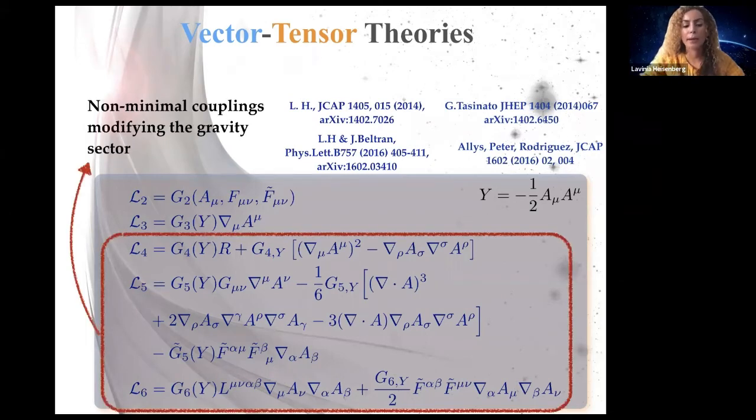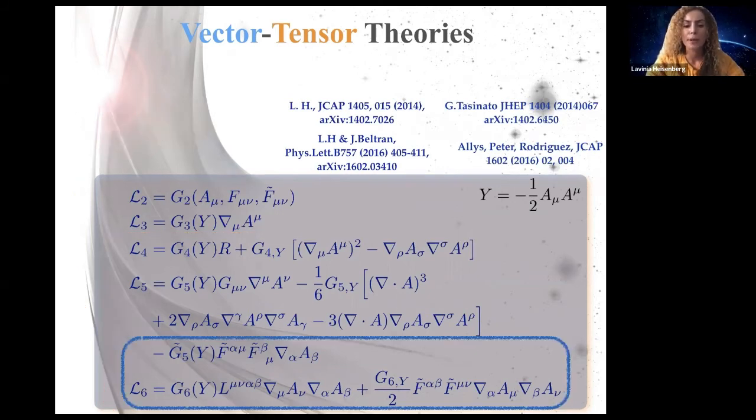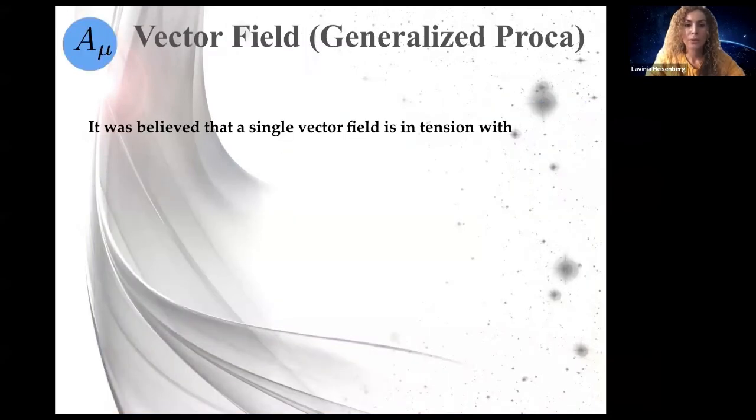So here again, you have for L4, L5, L6, these non-minimal couplings. And so these non-minimal couplings then modify the gravity sector. As I said, you have these additional interactions here, which do not have the scalar equivalence. So even though when you take the longitudinal mode, these terms do not survive. So these are really pure intrinsic vector mode interactions.